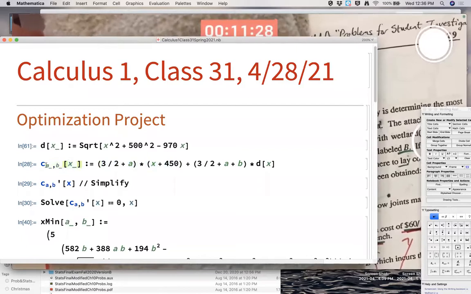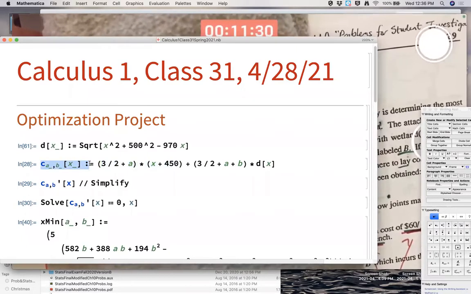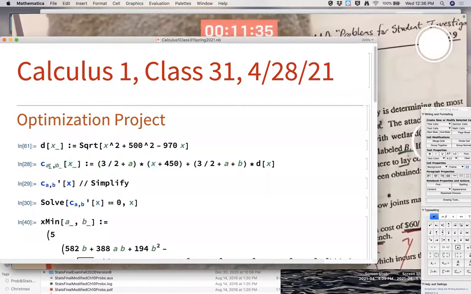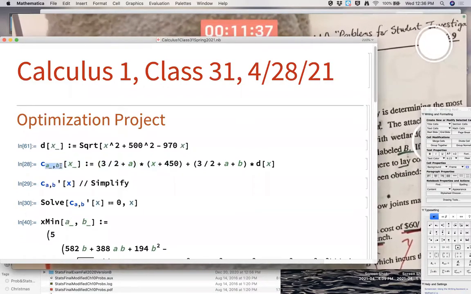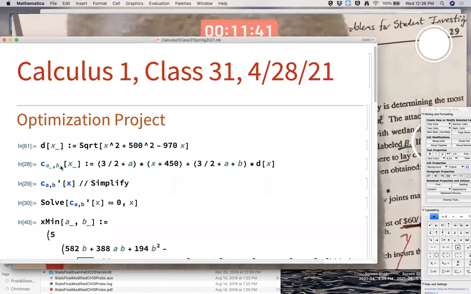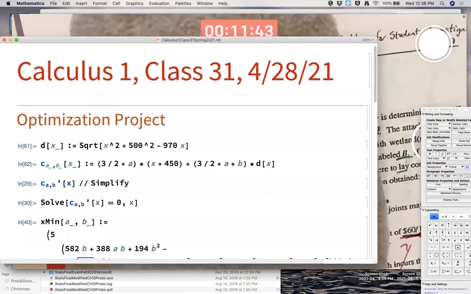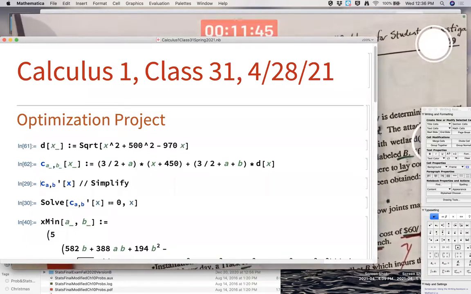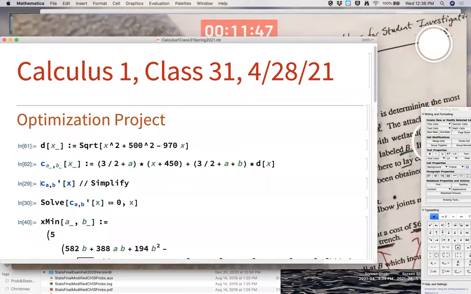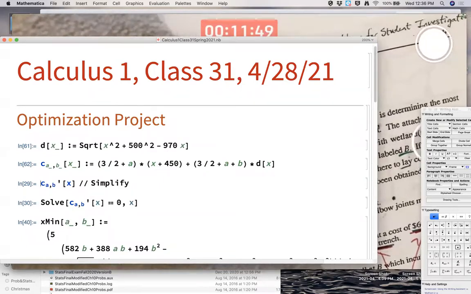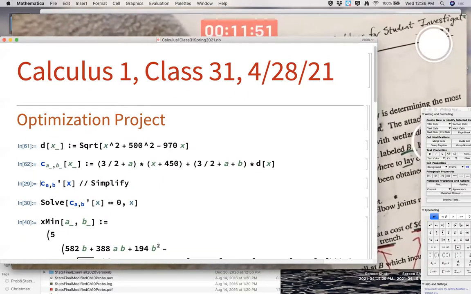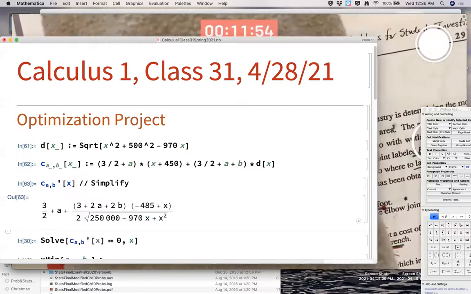This is a function of X, but A and B are parameters. And if you want to use Mathematica's full capabilities for something like this, you need to use subscripts and put A and B in there as if they are variables. In other words, use underscores when you define the function. Great thing about this is, like I said, you can use it to solve this problem in a pretty powerful way. And also, you wouldn't want to do this by hand because it gets pretty messy. Here is the derivative.